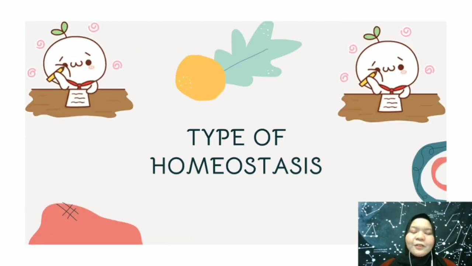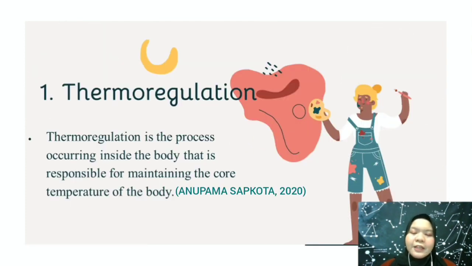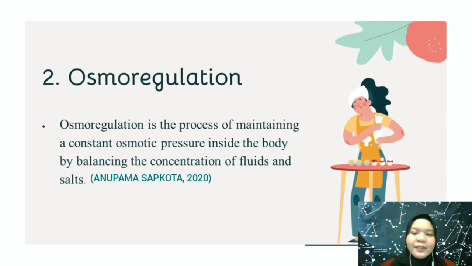There are three types of homeostasis that we can learn. First, thermoregulation. Thermoregulation is the process occurring inside the body that is responsible for maintaining the core temperature of the body. Thermoregulation works by the negative feedback loop, where once the body temperature is either increased or decreased beyond its normal temperature, it is brought back to normal.